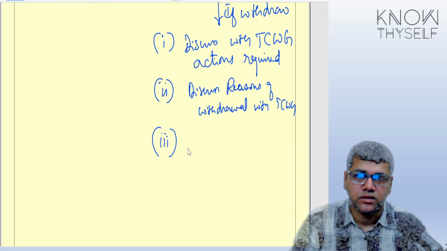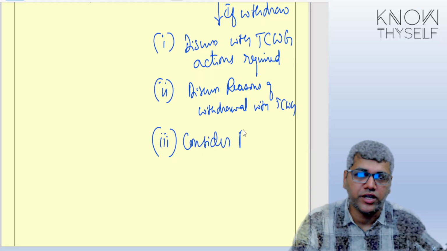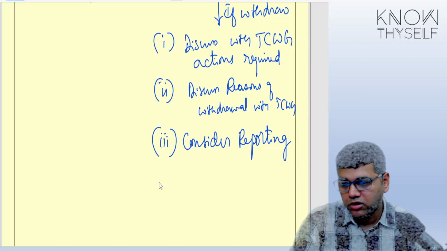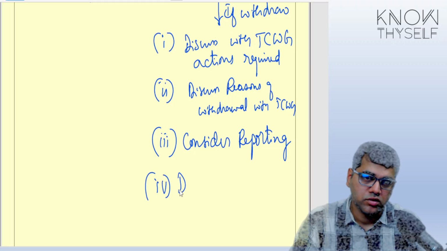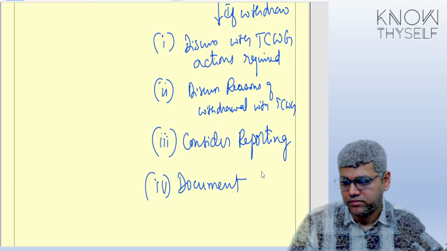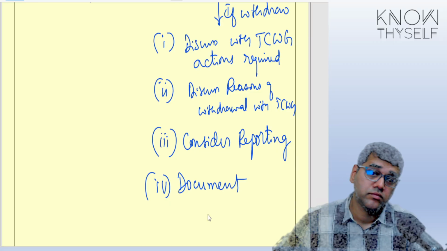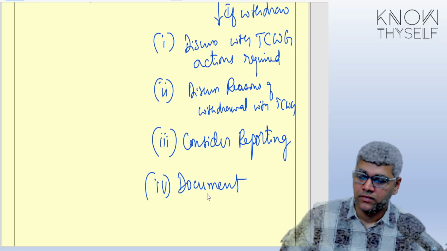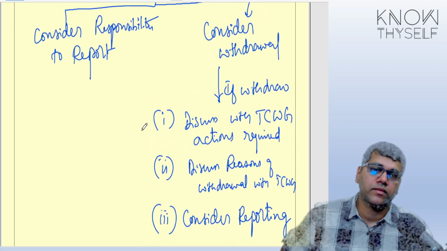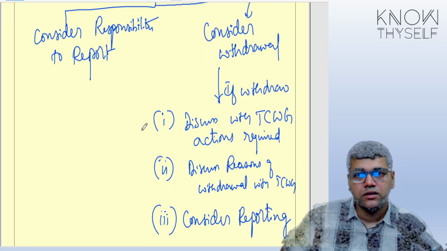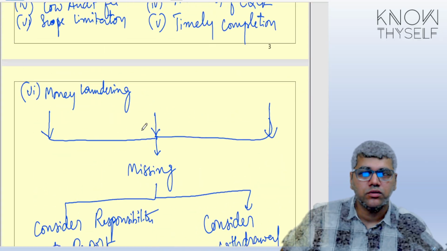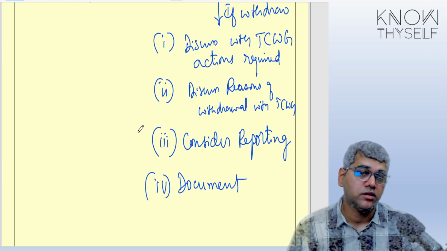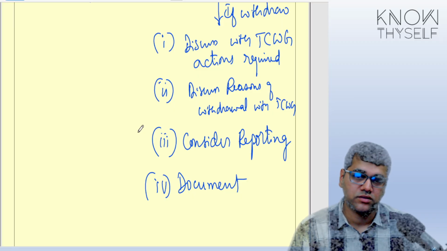Third, consider reporting. To whom? ICAI, regulator, or law. Fourth, document. You have to document the issues, considerations, consultations, conclusions, etc. That's it. This is all about the concept related to the third requirement called client acceptance and continuance.